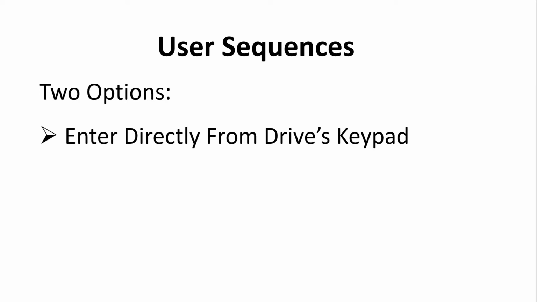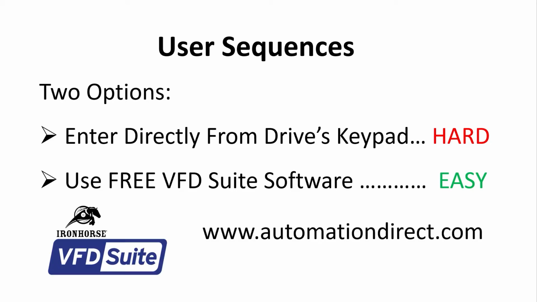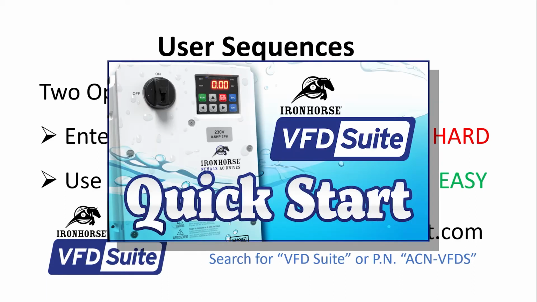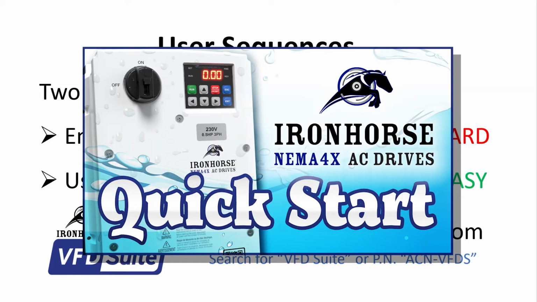You can do this from the keypad, but that's really hard. So we're going to use the VFD Suite software, which you can download for free at automationdirect.com. Just search for VFD Suite, download it, install it. There's a whole video that shows you how to get started with the VFD Suite. If you're not familiar with it, please watch that video before doing this one. It'll get you up to speed quickly. Now, if you aren't familiar with the drive, then check out the ACN Drive Quick Start videos.